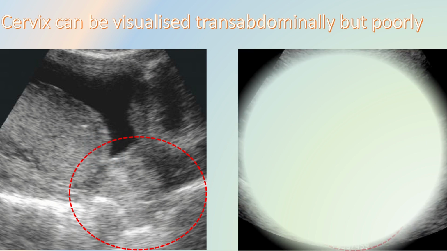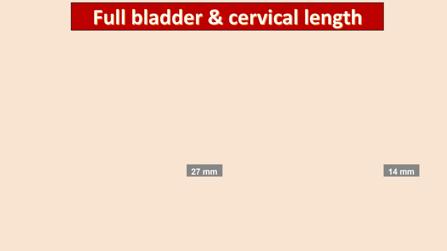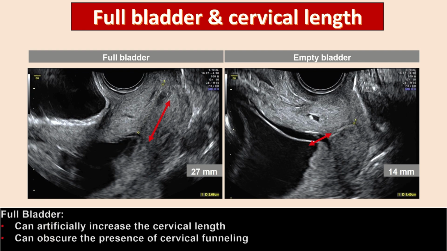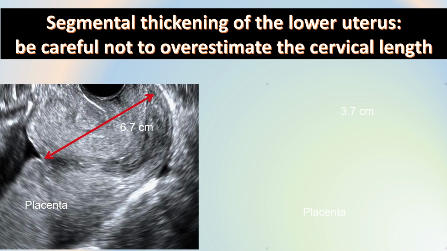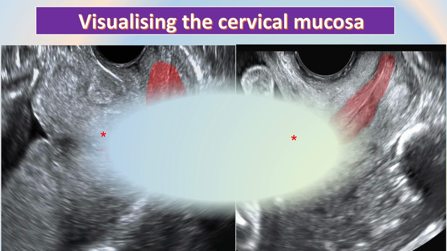When we talk about full bladder and cervical length, we find out that a full bladder can artificially increase the cervical length, but at the same time it can obscure the presence of cervical funneling. So it has both pros and cons. One thing to remember is that there is segmental thickening of the lower uterus, so be careful not to overestimate the cervical length. Here you can visualize the cervical mucosa. Here you can see the segmental contraction of the lower uterus.